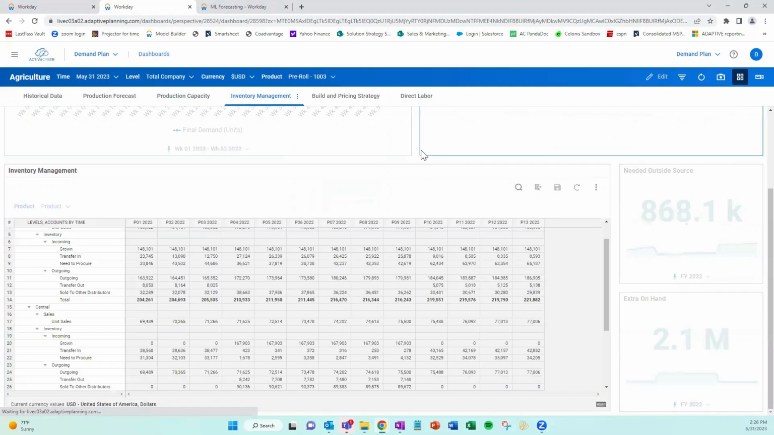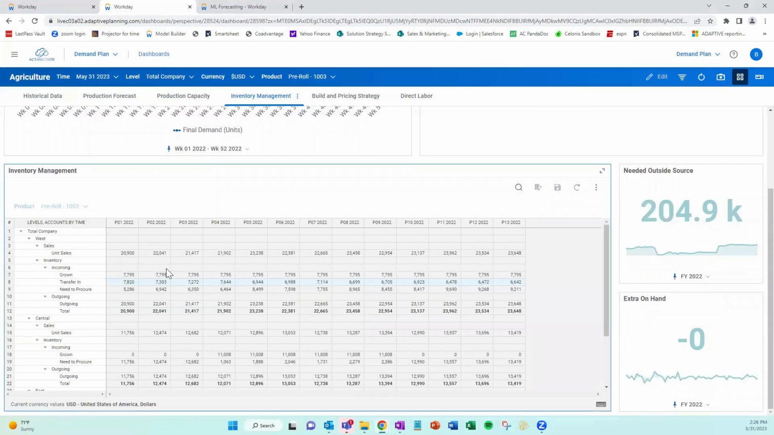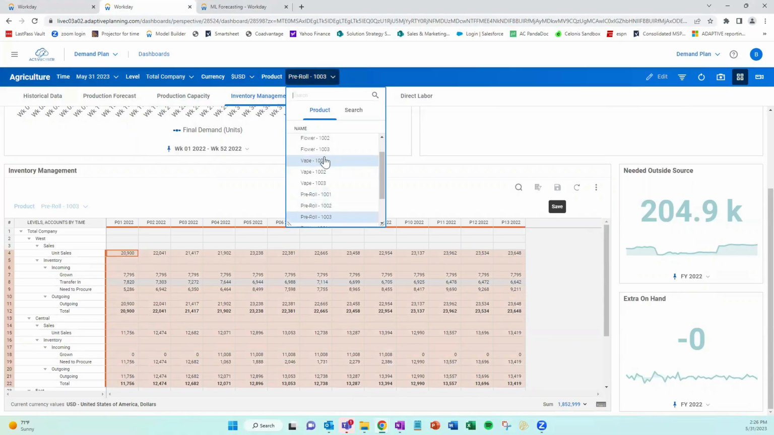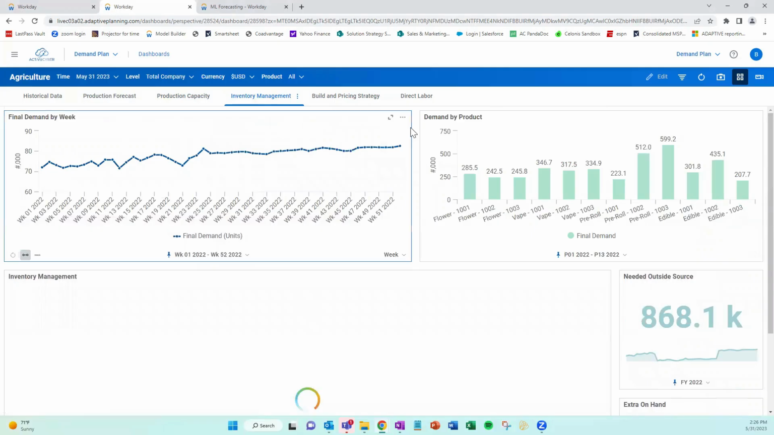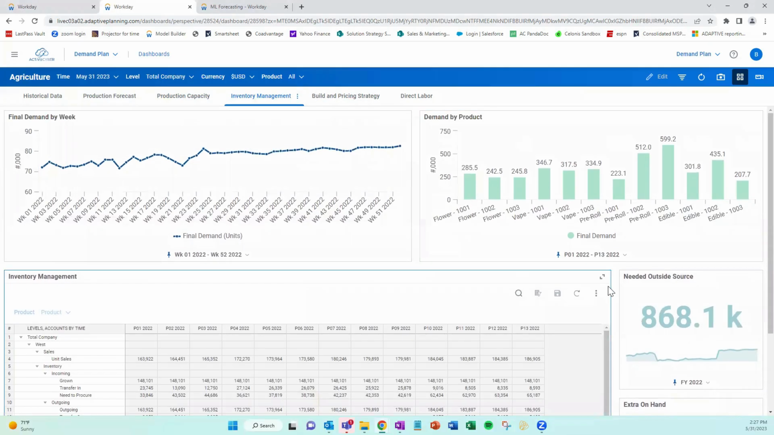I can go ahead and select 1003 pre-roll here, and then I'm able to see the unit sales, the incoming and outgoing amounts for a specific SKU. All I have to do then is scroll back up and put this product overall to top level, and we see all of our charts update again.